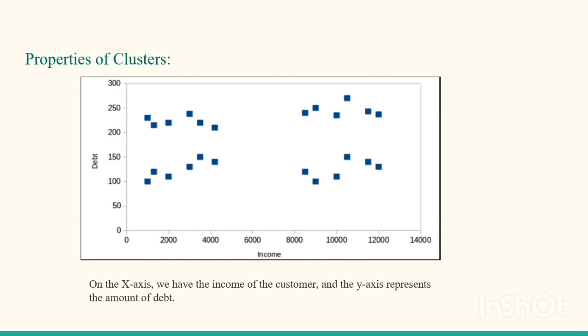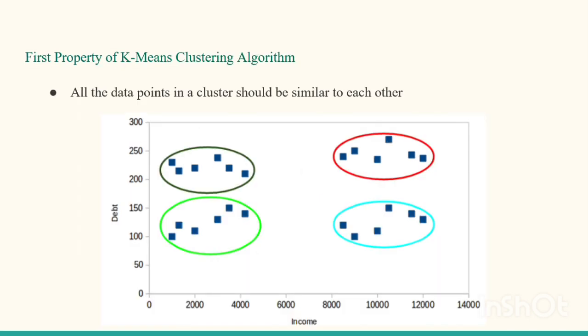The bank only wants to use the income and the debt to make the segmentation. They collected the customer data and used a scatter plot to visualize it. Here, in the image, on the x-axis we have the income of the customer and the y-axis represents the amount of debt. Each customer can be segmented into four different clusters. This is how clustering helps to create segments from the data.